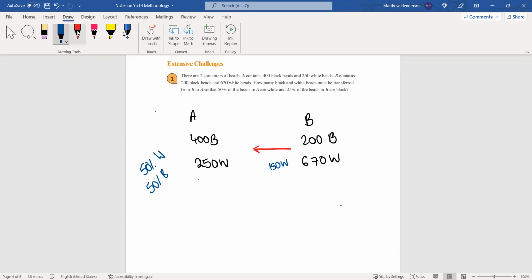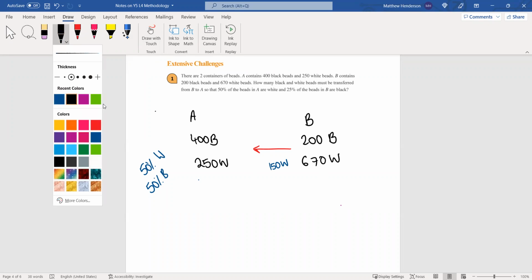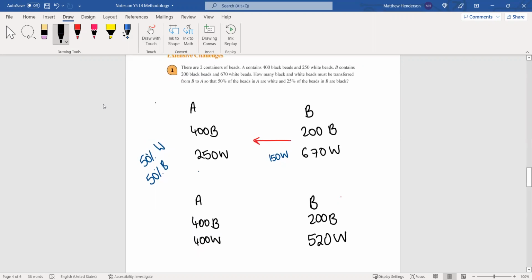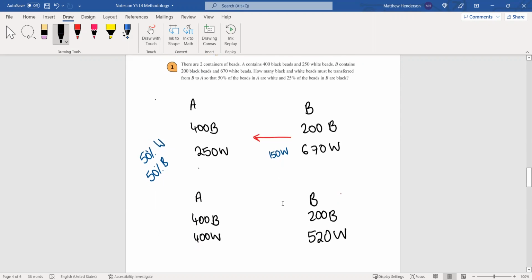Now, once you move across 150 white beads, it gives us a new situation. A now has 400 black beads still, but now we've got 400 white beads. And in B, we've still got 200 black beads, but now we've got 520 white beads. So we do still need to move some beads around because, in container B, we want 25% of the beads to be black.